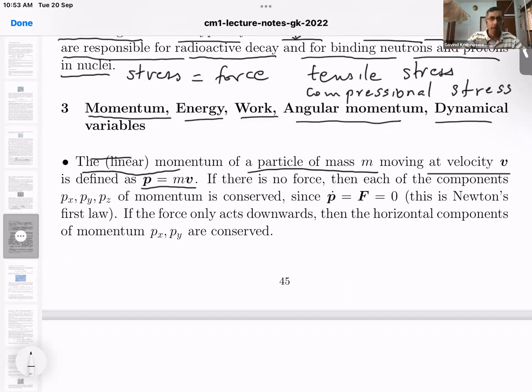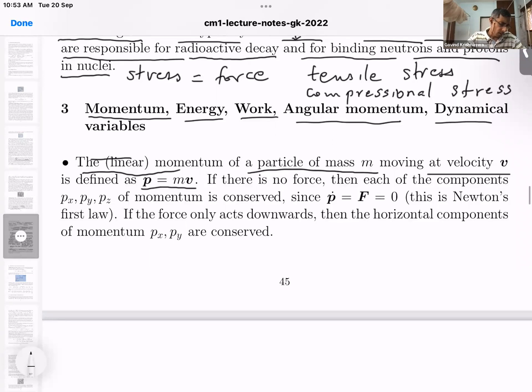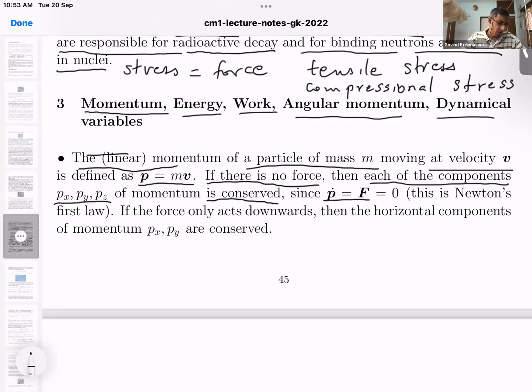Now, of course, we are restricting attention to inertial frames. That is where we are talking. Our setup is that if there is no force, then each of the components of momentum, that is px, py, and pz, is conserved, because the rate of change of momentum is equal to the force by Newton's second law. According to Newton's first law, if there is no force, then the rate of change of momentum is 0. So in the absence of a force, every component of momentum is independent of time, and we say that each component of momentum is conserved.